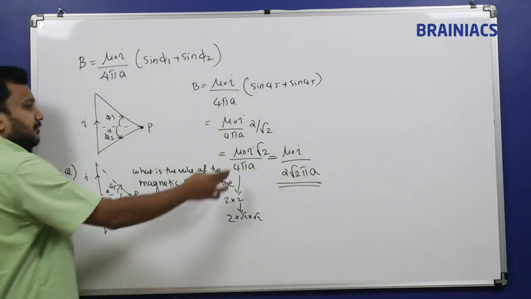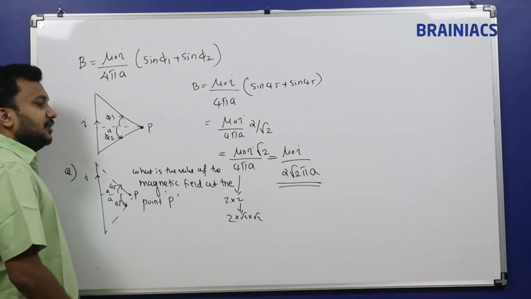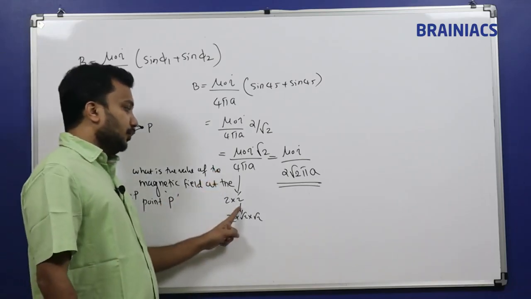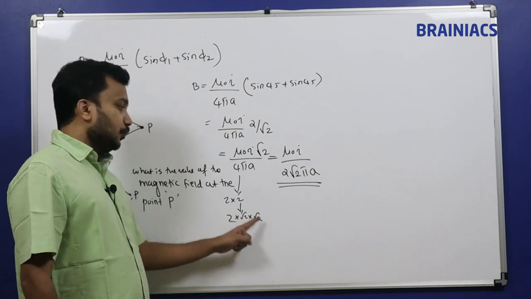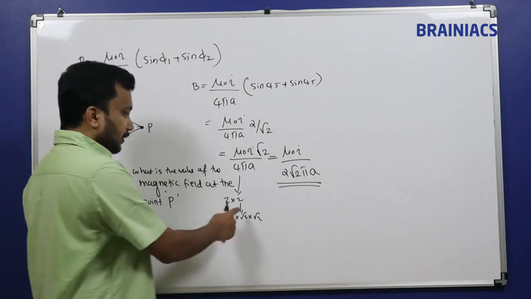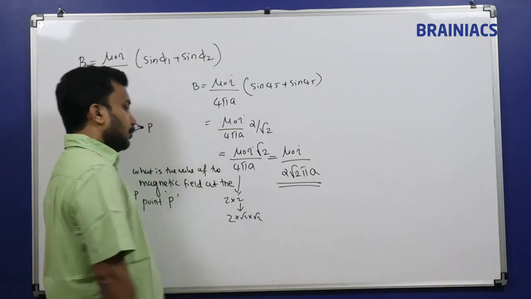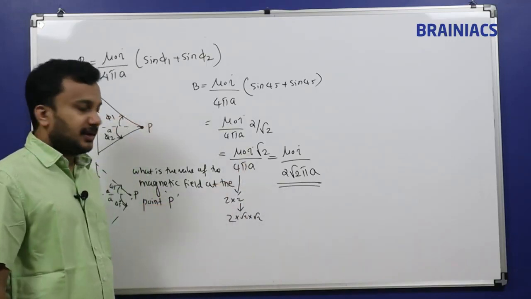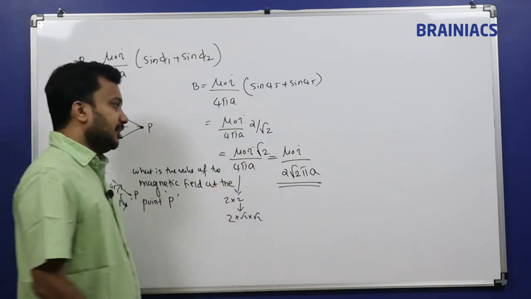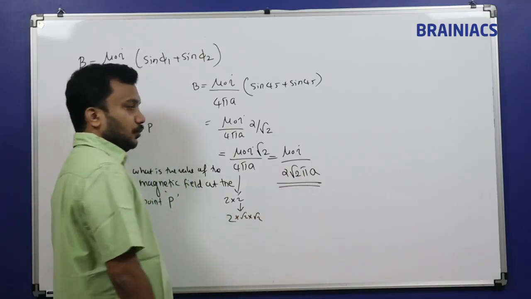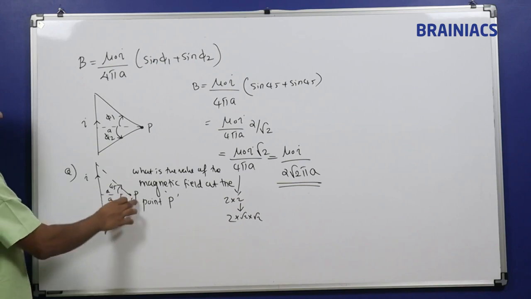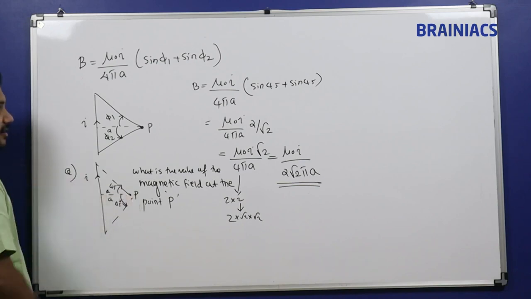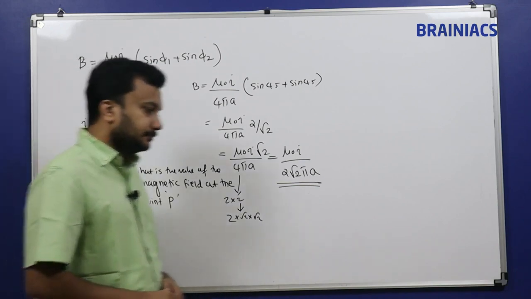This is just a mathematical simplification. 4 can be written as 2 into 2, and the second 2 can be written as root 2 into root 2. So one root 2 and one root 2 get cancelled. The balance in the denominator is 2 root 2 times pi A. So this is the magnetic field at the point P due to the current carrying conductor carrying current I.